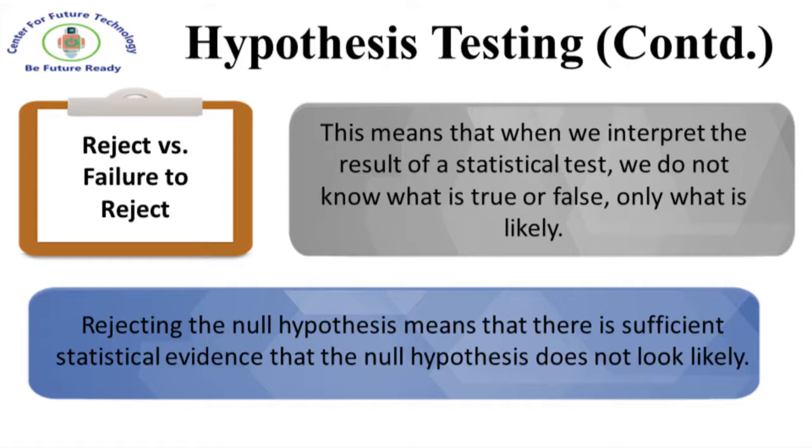Rejecting the null hypothesis means that there is sufficient statistical evidence that the null hypothesis does not look likely. Otherwise, it means that there is not sufficient statistical evidence to reject the null hypothesis. We may think about the statistical test in terms of the dichotomy of rejecting and accepting the null hypothesis.